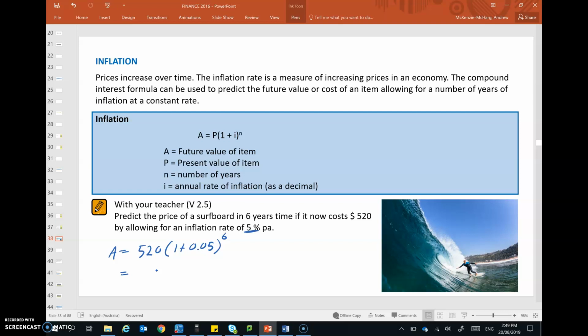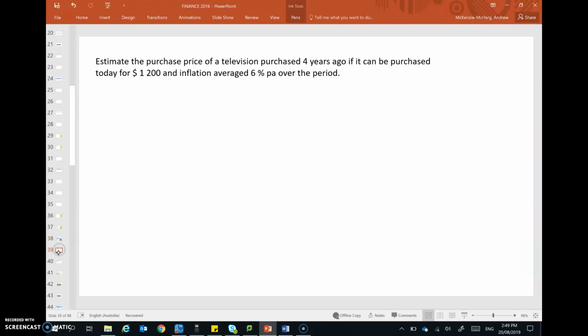So, in 6 years' time, this surfboard is going to cost $696.85. Okay, and that's how they're done. So they're relatively simple most of the time. This one's working back the other way. You might want to pause the video and try this on your own. It's like that one where we rearranged the compound interest formula earlier.